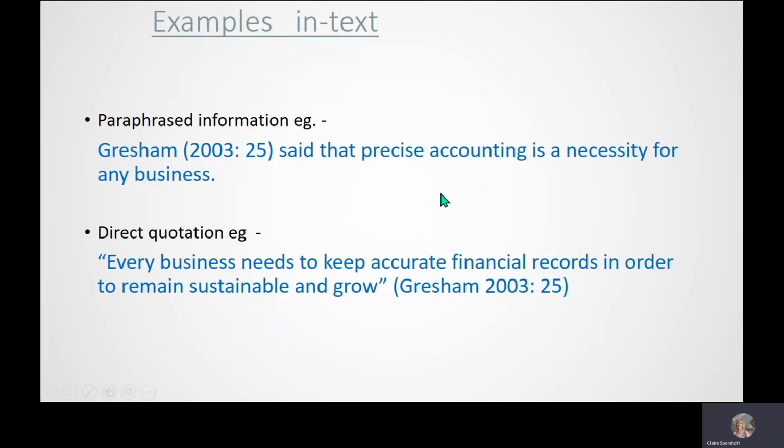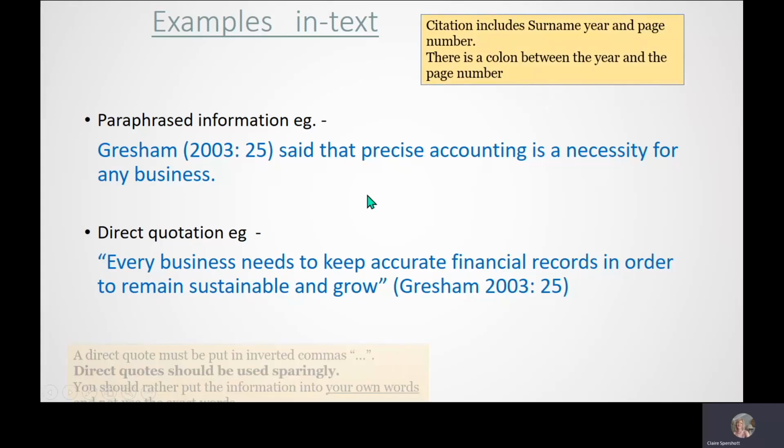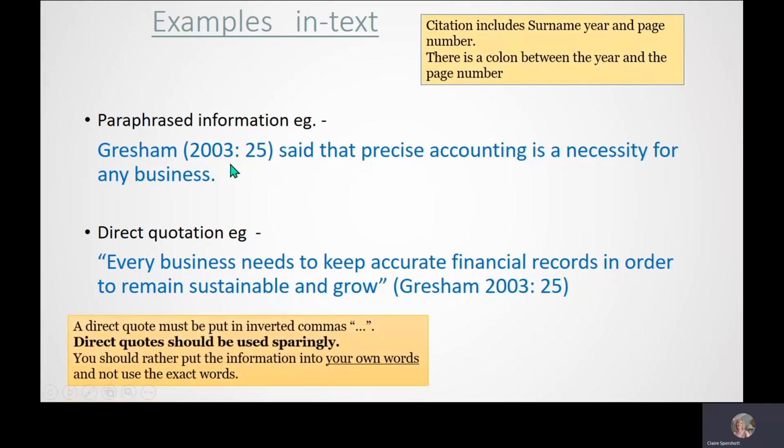So let's have a look at the in-text in a sentence. The first one says Gresham, and then in brackets the year, colon, space, the page number, said that precise accounting is a necessity for any business. The next example there is a direct quotation. So this is exactly what Gresham said, and we put it in inverted commas, sorry, not brackets. And then at the end we say Gresham 2003, colon 25.